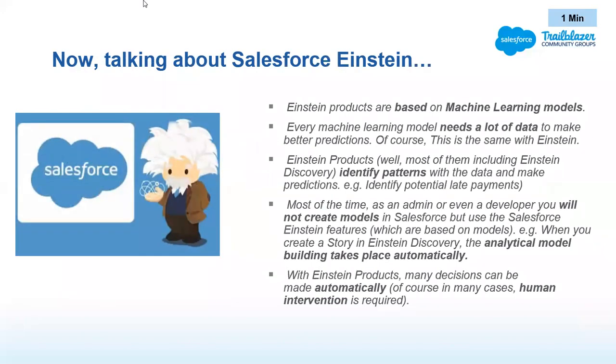So every machine learning model needs a lot of data to make better predictions. Of course, this is the same with Einstein, right? So you need a lot of data. Salesforce says a minimum of 1,000 opportunities is required to make predictions, or a minimum of 1,000 leads is required to make predictions, right? But typically it's in the thousands or maybe millions of records. The predictions will work far better. So you will have 95% better prediction with the data. So Einstein products identify patterns in the data and make predictions. For example, identify potential late payments.